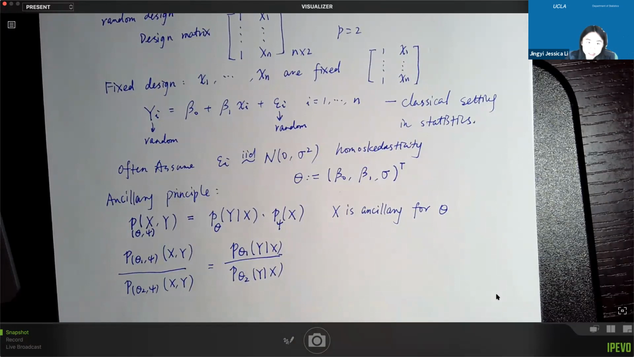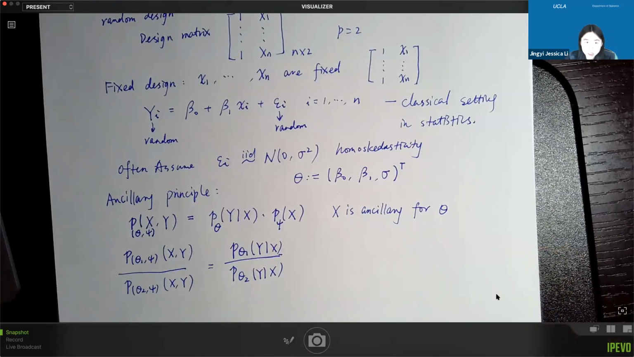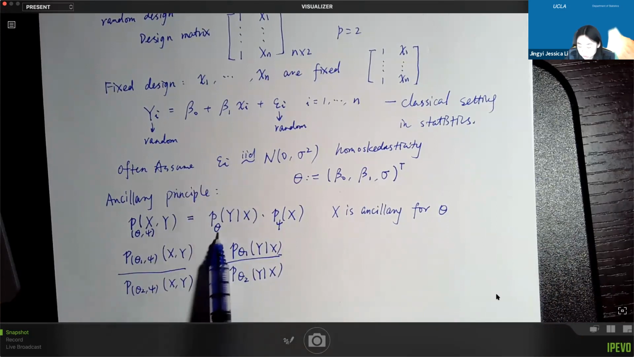But talking about that discussion paper, one interesting point is that this whole discussion is under the assumption that the linear model is the correct model. If it's not a correct model, then this principle has some issue. It's not applicable because the theta itself would be related to the marginal distribution. So we cannot write it this way.